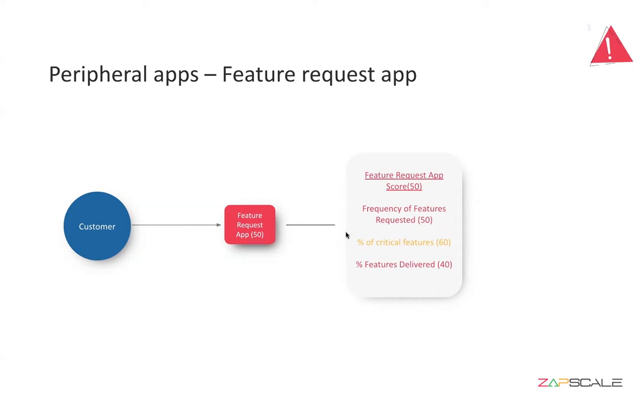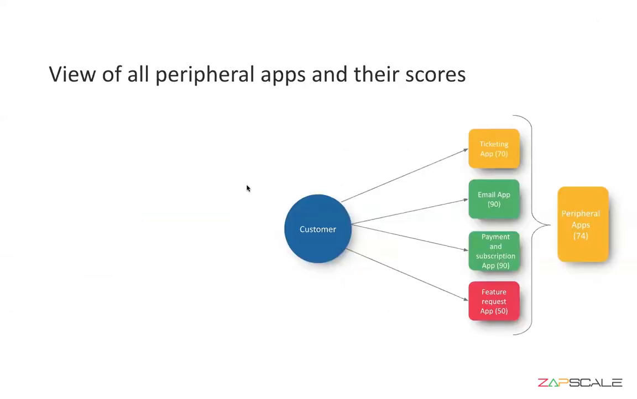And the delivery rate for the features for this particular customer has not been great. So overall, if the customer has to judge your business on the basis of their feature requests, they would not be very, very happy. That is why it's in red. So all these peripheral apps put together give you your peripheral app score, which is doing okay, in amber.